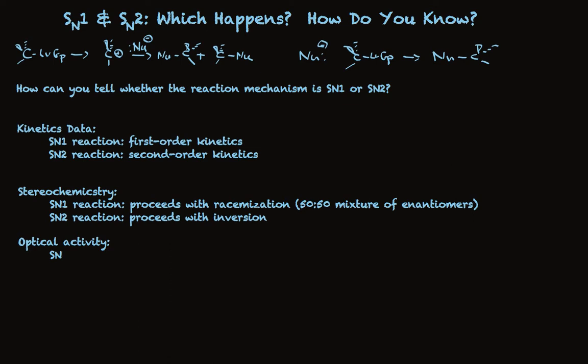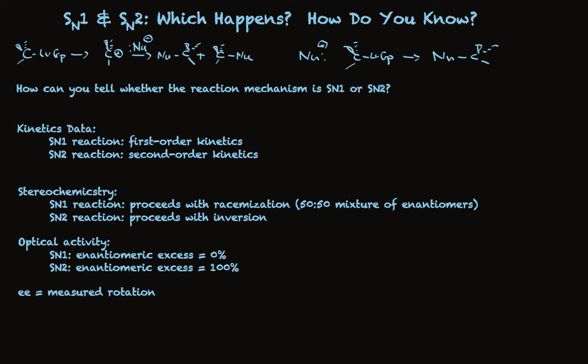For SN1, there will be no optical activity. And for SN2, enantiomeric excess equals 100%. So you can measure the optical activity, see where you are, and determine whether it was SN1, SN2, or you can actually calculate the relative amounts of SN1 or SN2. Because the enantiomeric excess is the measured optical rotation divided by the specific rotation, and for EE in percent, multiply by 100% at the end. And that percent value will let you determine just how much SN2 occurred.